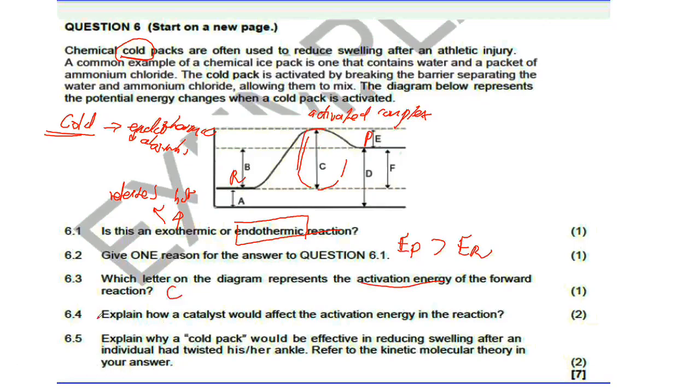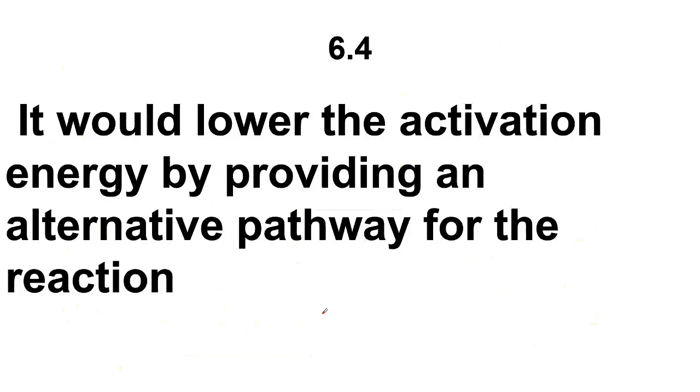Then 6.4 says, explain how a catalyst would affect the activation energy, right? So we know what a catalyst is. We say a catalyst is a substance that speeds up the chemical reaction by lowering the activation energy. So that's the effect that the catalyst has on the activation energy. It lowers the activation energy and provides an alternative pathway for the reaction. So we say it would lower the activation energy by providing an alternative pathway for the reaction.